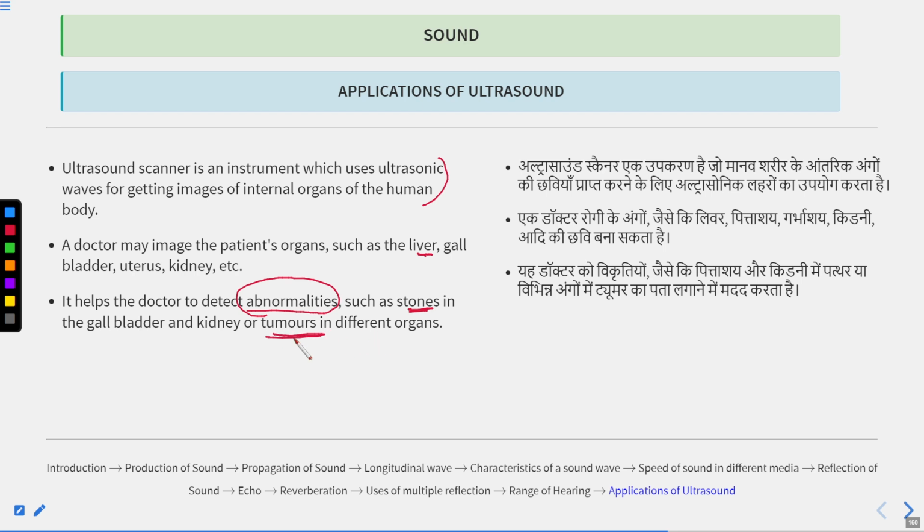It helps the doctor to detect abnormalities such as stones in the gallbladder, kidney, and tumors in different organs. So ultrasound is also used for medical purposes, like we have learned about echocardiography, where the doctor takes the image of our heart by using ultrasound. A doctor can take the image of patient organs like liver, gallbladder, uterus, kidney, etc. to detect the stones in these organs. Clear, class?